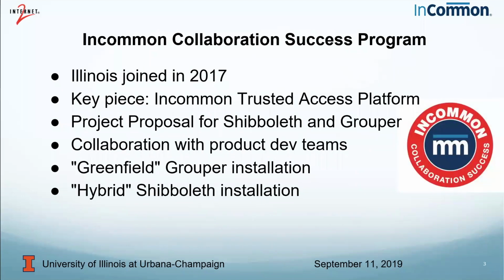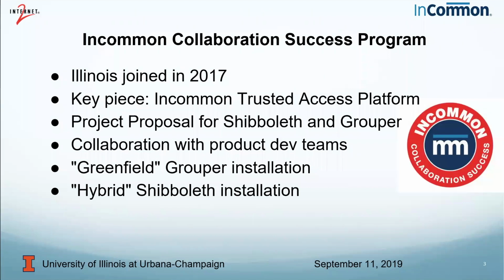The second big event was in 2017, we joined InCommon's Collaboration Success Program as a participant school. The big carrot for us was their development of the Trusted Access Platform, which is basically a set of standards and pre-built container images built around a lot of the popular InCommon higher ed software, mainly Grouper, Shibboleth, as well as COmanage and Midpoint. So we set out to see if we could combine some of these pre-built images with our drive for this cloud adoption and develop some proposals.